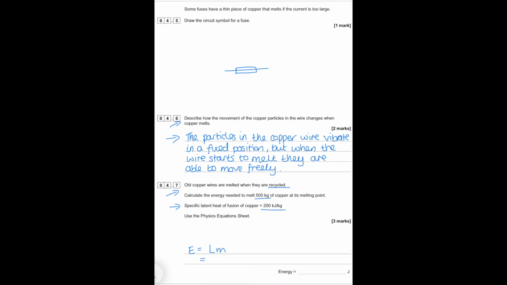So the latent heat here is 200 kilojoules per kilogram. If we convert that to joules per kilogram, that's going to be 200,000, because there's 1,000 joules in a kilojoule. So using our conversion, we would have 200,000 joules per kilogram times the mass in kilograms, which is 500 kilograms. And if we calculate that out, we get 100 million joules. If you did not do the conversion, you would still get 2 marks out of 3.